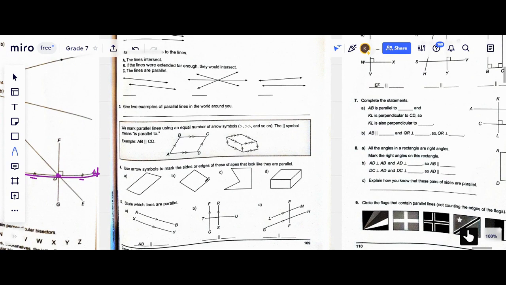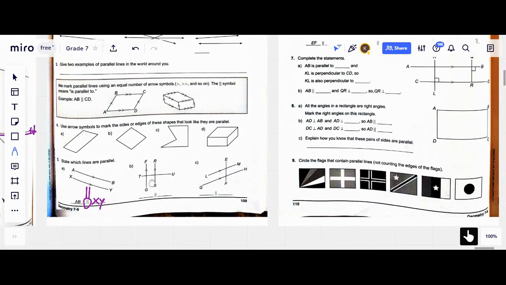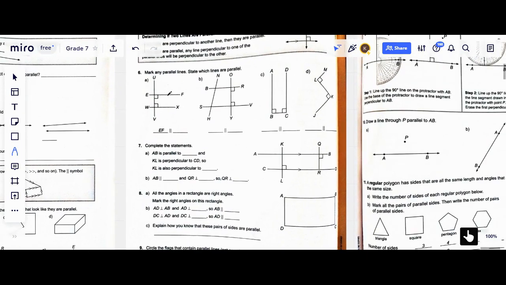So in question 4, we're asked to write on the ones that are parallel. And here, this symbol is the symbol we use to write that lines are parallel. So AB is parallel to XY. And then this last page here asks us to mark some parallel lines and then write which ones they are. So EF is parallel to WX.